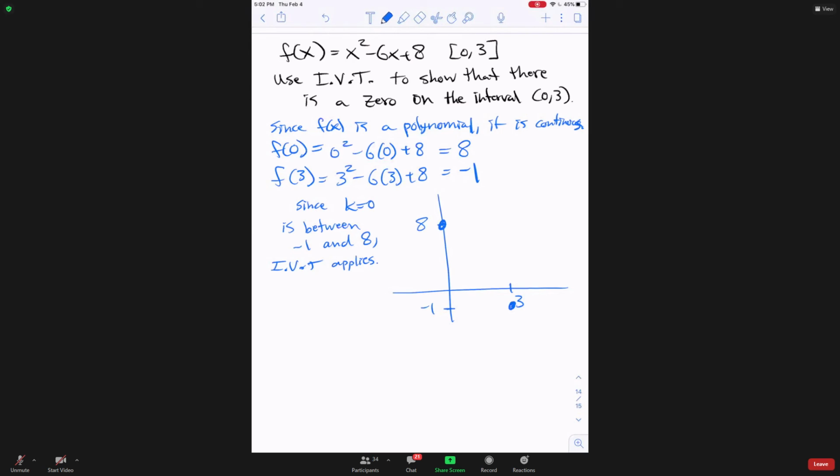Now, so therefore, there is a c. Remember, c is the x value. k is the y value. Therefore, there's a c on [0, 3] such that f of c equals, in this case, 0, since that's my k value. So again, k is the y value, c is the x value.